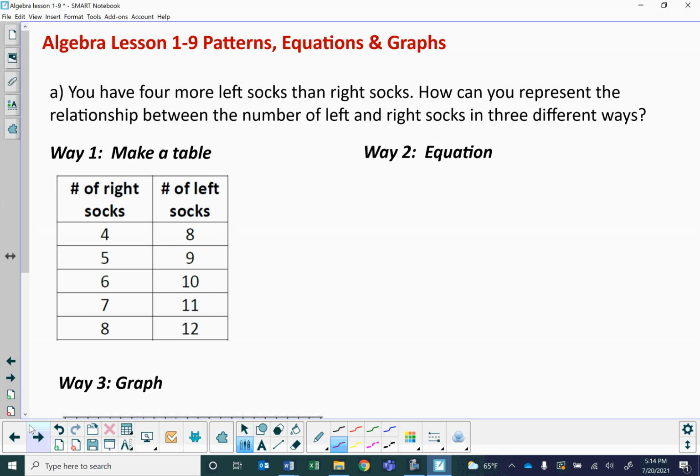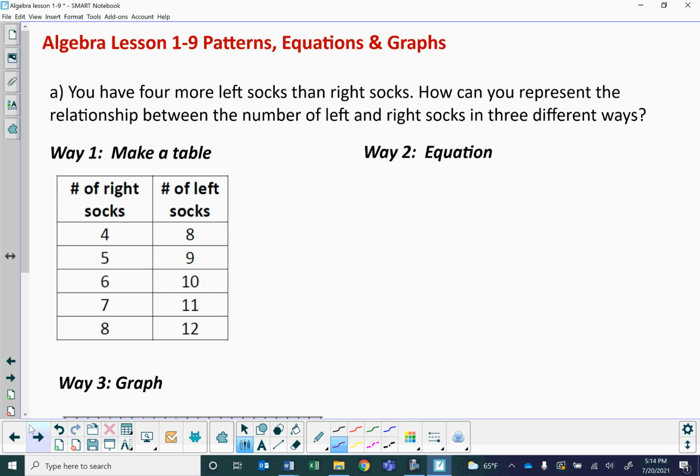So let's say we have a problem here. You have 4 more left socks than you have right socks. And if you have socks like my husband, his are actually labeled right and left. So how can you represent the relationship between the number of left and right socks in 3 different ways? Well, we could make a table.